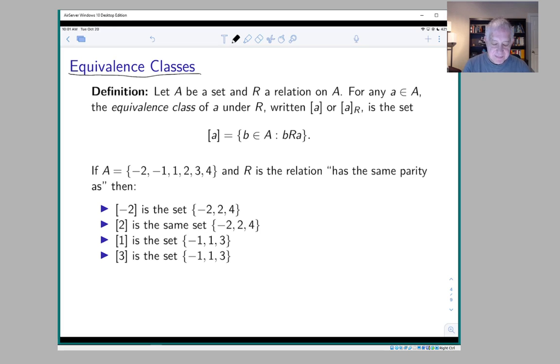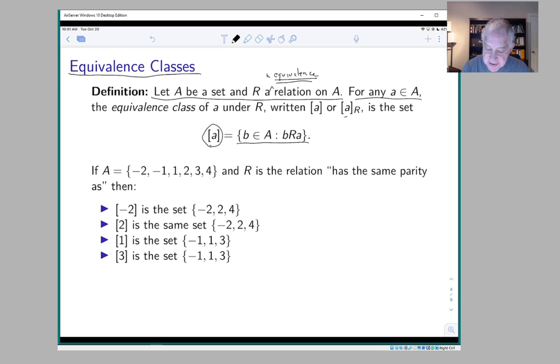So more formally, suppose we have a set and we have a relation on it, and I should be very careful to say an equivalence relation, otherwise this doesn't work. So R has to be an equivalence relation, meaning symmetric, transitive, and reflexive. Now, suppose we choose an element A of the set. We define the equivalence class of that element to just be all the elements of the set which are related to A under our equivalence relation.